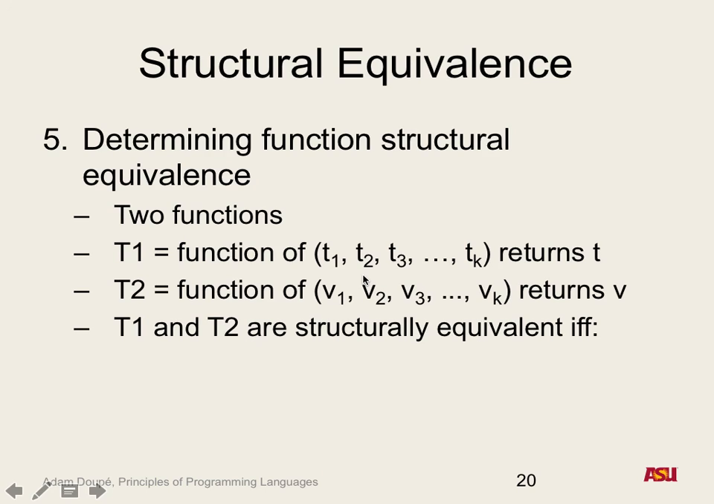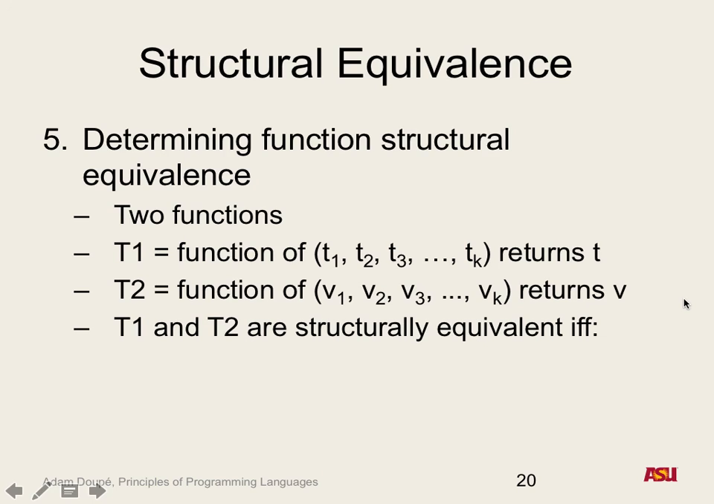What was that? Type of T1 should be equal to type of V1. Right, type of T1 should be structurally equivalent to V1. T2 should be structurally equivalent to V2, all the way to TK should be structurally equivalent to VK. Yep. What about the return types? Yeah, they also need to be structurally equivalent, right? T needs to be structurally equivalent to V.